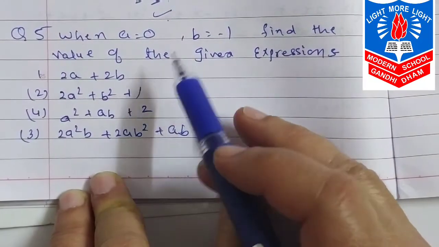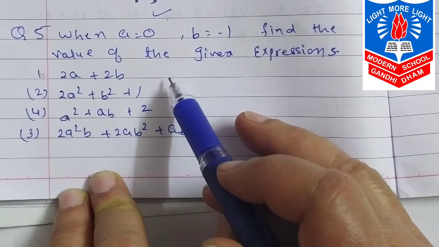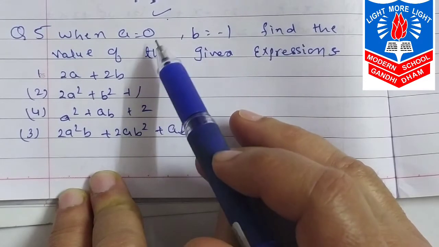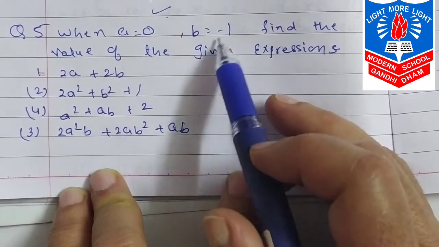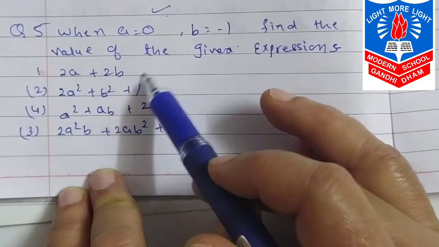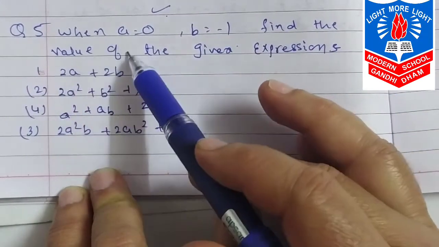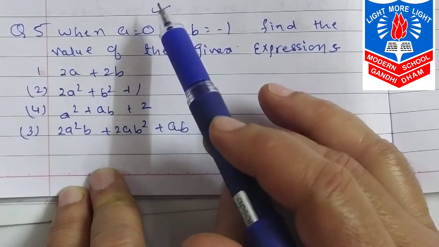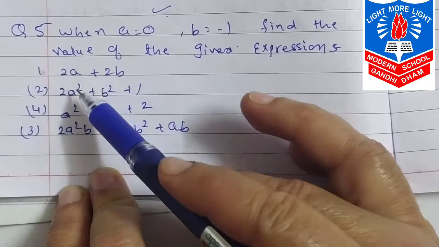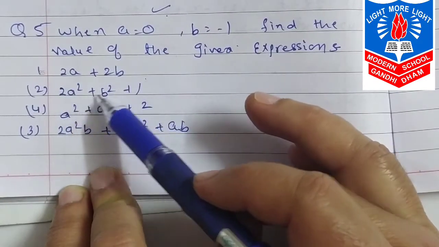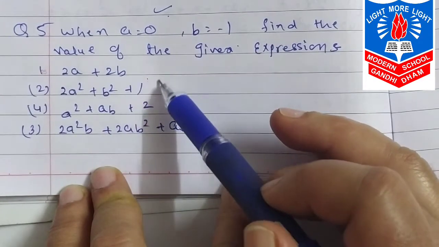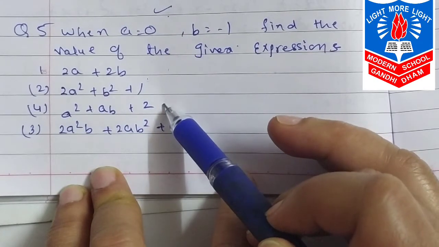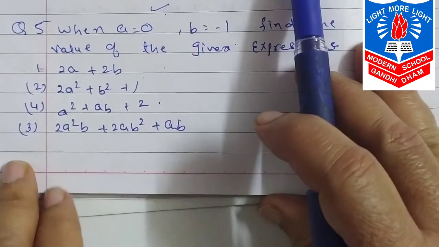Question number 5 is the same as question number 4, just values are changed. Here the value of a is equal to 2 and b is equal to minus 1, and here a is equal to 0 and b is equal to minus 1. Find the value of the given expression. So question 5 is like question 4. So first one 2a plus 2b, second 2a square plus b square plus 1, and fourth one a square plus ab plus 2. These three questions of question 5 are for your homework, and question 3 I solve here.